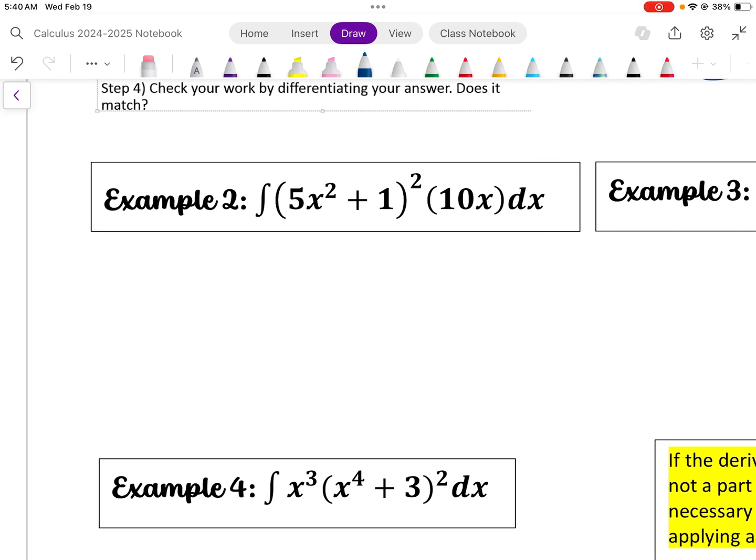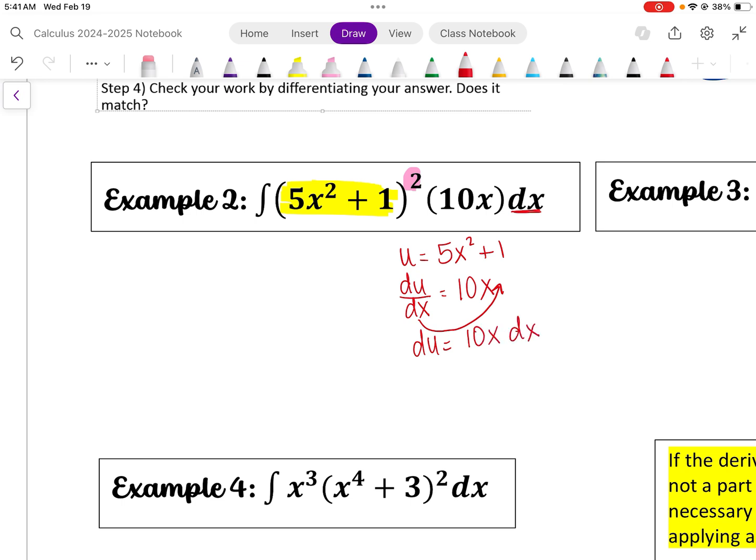All right, example 2. We've got a function 5x squared plus 1 on the inside. We've got a squared on the outside. So we know that u is going to be 5x squared plus 1. The derivative of u with respect to x is, what's the derivative of 5x squared plus 1? 10x. And again, I'm going to move my dx over because in an integral, the dx is attached on the right. So the derivative of u is 10x dx.